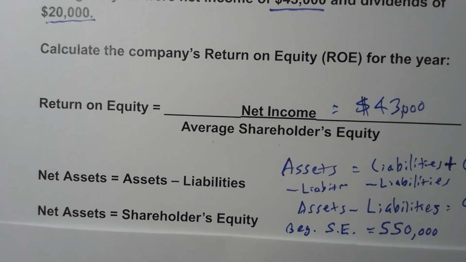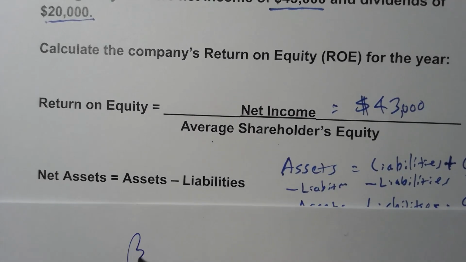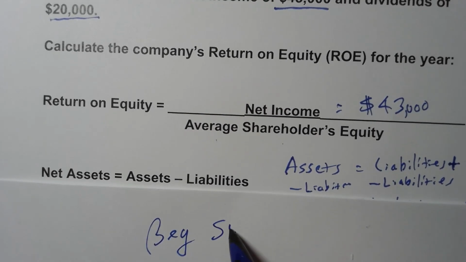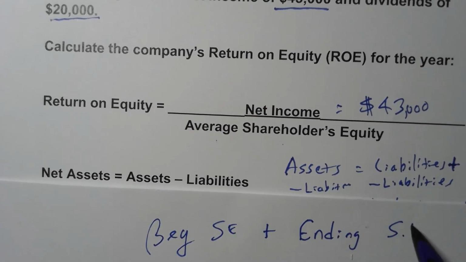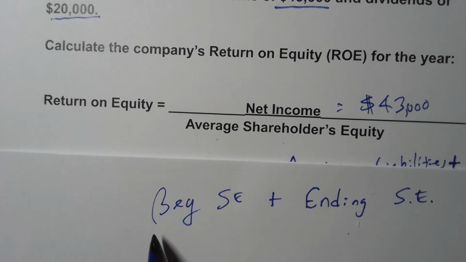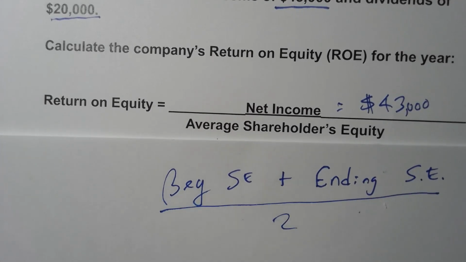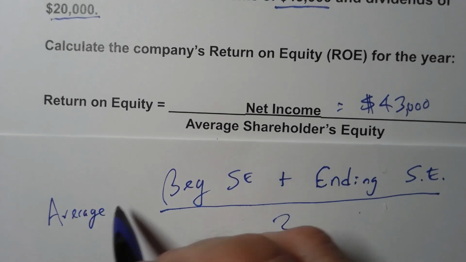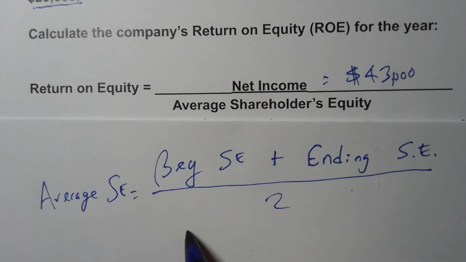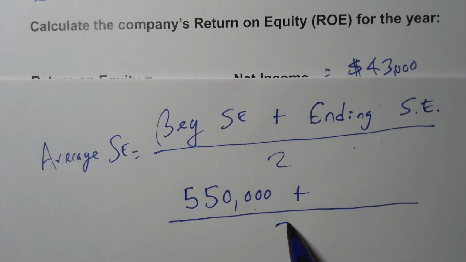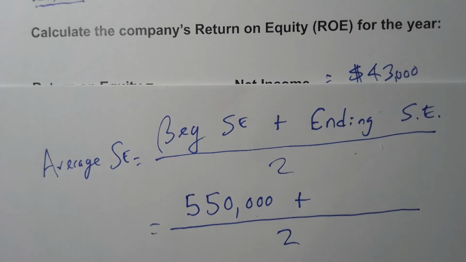Average shareholder equity would be the beginning shareholder equity plus the ending shareholder equity divided by 2. And that would give us our average shareholder equity. We know the beginning shareholder equity in this case is $550,000. We're given that. We need to know what the ending shareholder equity is, and once we have that, we're going to divide it by 2. How do we figure out the ending shareholder equity?